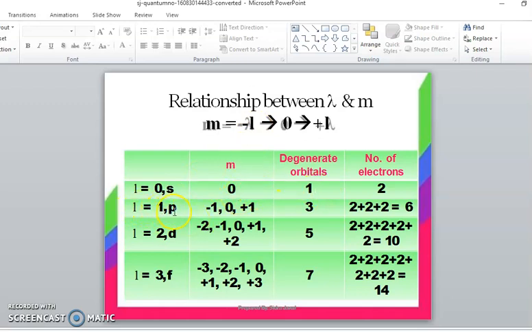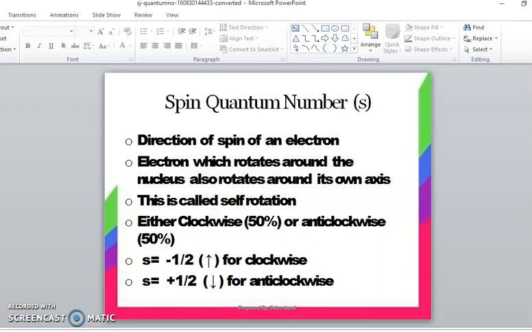For L equal to 1, it is the P sublevel, so m is minus 1, 0 and plus 1, so 3 degenerate orbitals are possible. For L equal to 2, it is minus 2, minus 1 up to plus 2, so 5 degenerate orbitals are possible. L equal to 3, that is 7, minus 3 to plus 3, 7 orbitals are possible. Now we discuss the spin quantum number.